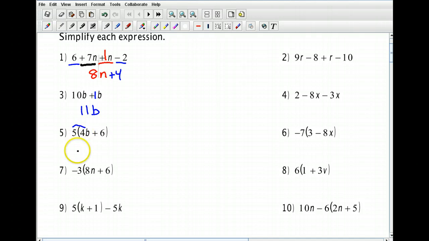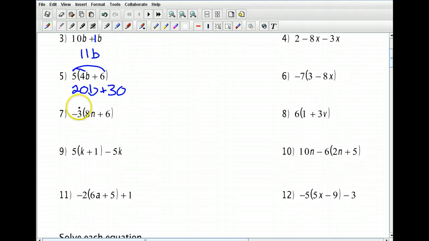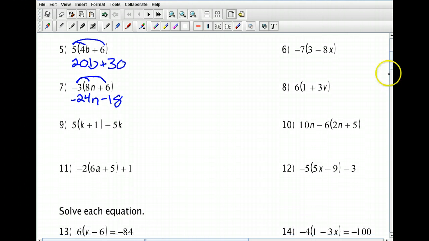What is 5 times 4b? And 5 times 6. What is negative 3 times 8? Negative 24. Okay. Negative 3 times positive 6. Catch up, make sure those are all correct.